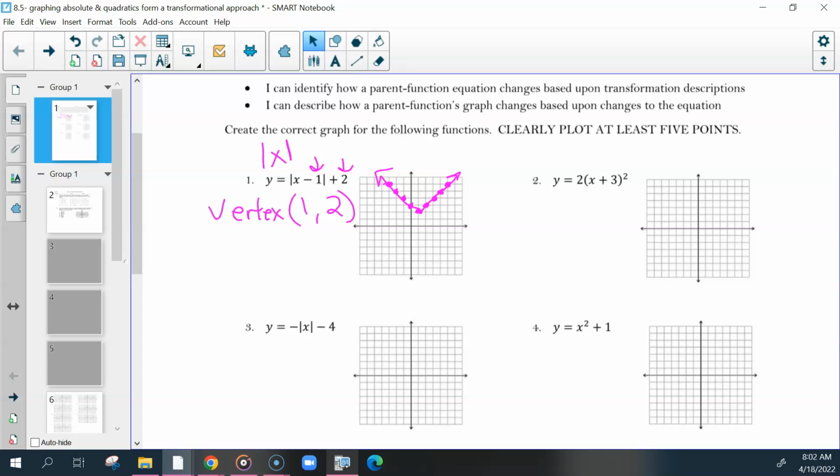Do we have any questions on that first one before we do another? Let's see what you remember. For number 2, what would your vertex be? Let's start there. We're doing the same thing we did with number 1. Taking the inside, making the opposite, and taking whatever the number is on the outside. What would the vertex of this be?